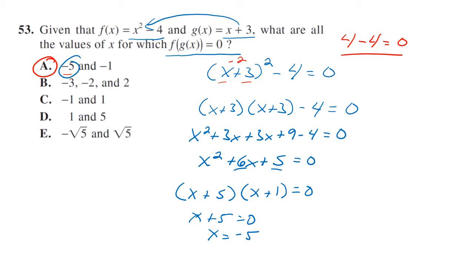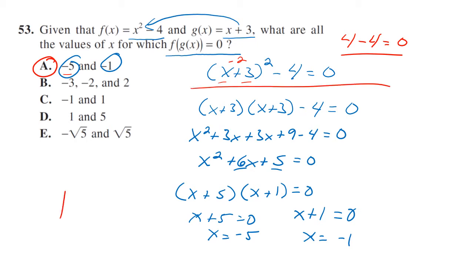And then x plus 1 equals 0, x equals negative 1, and so there's your answer again. Which way is faster? To me, quickly plugging in the answers was the fastest way to get the correct answer. So A.